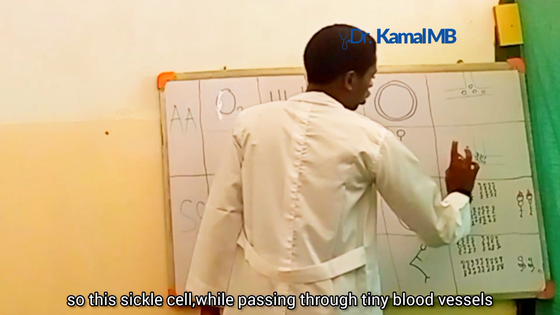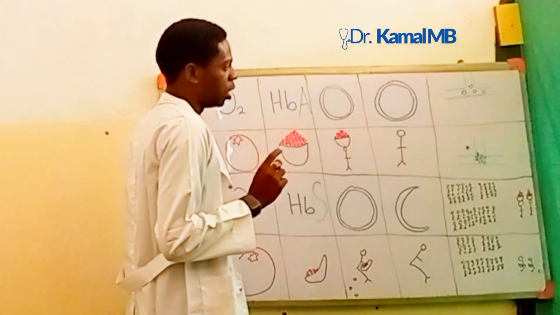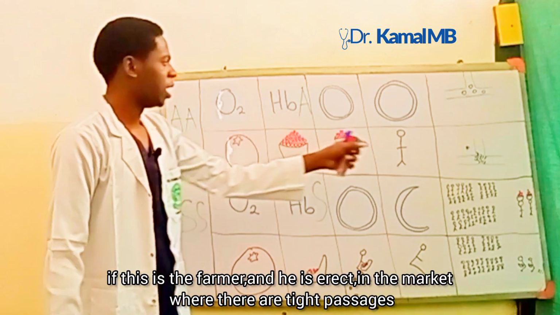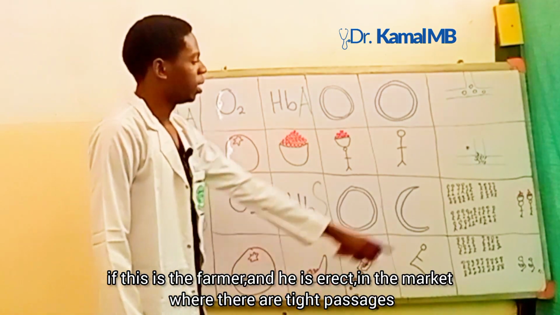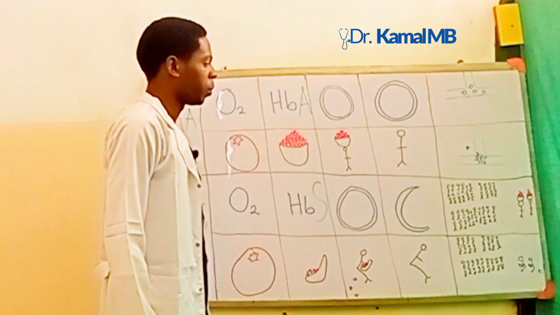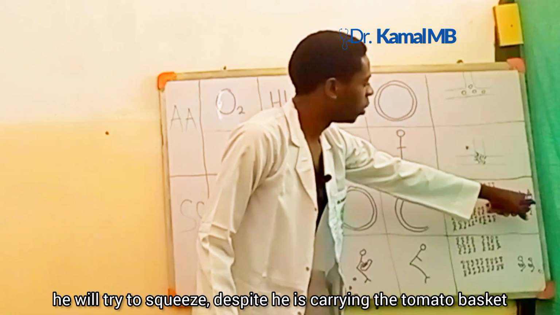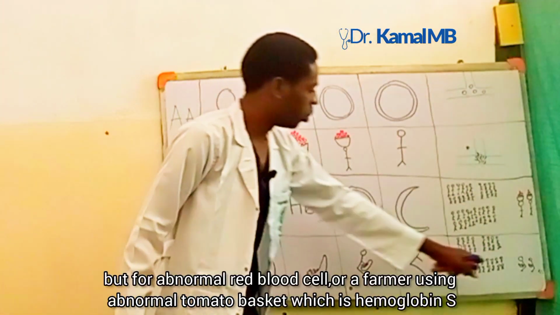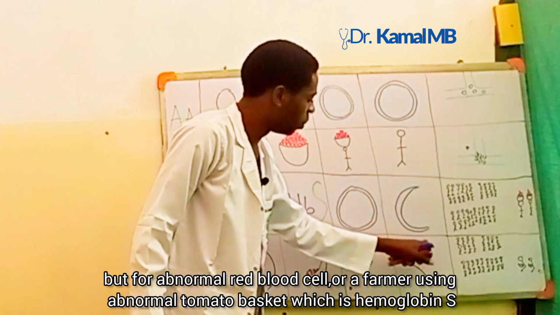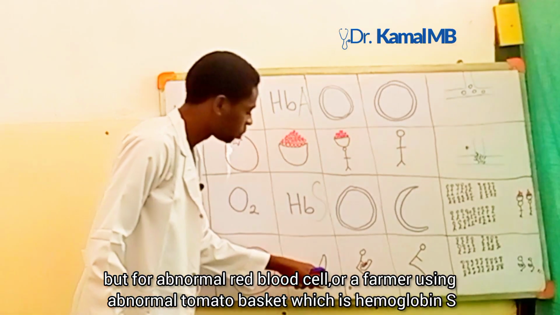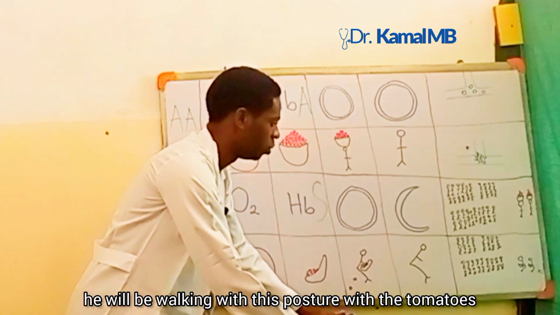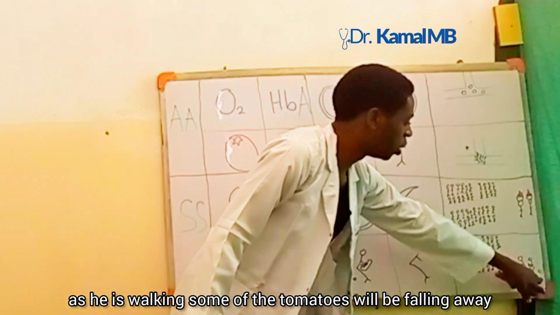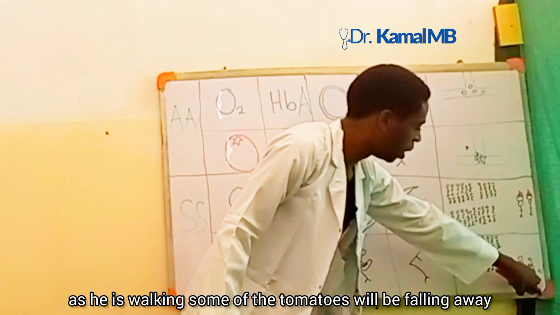when passing through tiny blood vessels, because in our body there are organs where you can find very tiny blood vessels. If this is the farmer and he is erect in the market where there are tiny passages, he will try to squeeze, despite carrying the tomato basket, and go to his customer. But for the abnormal red blood cell, or the farmer using an abnormal tomato basket, that is hemoglobin S, he will be working like this with the tomatoes. As he is working, he will be pouring some of the tomatoes.